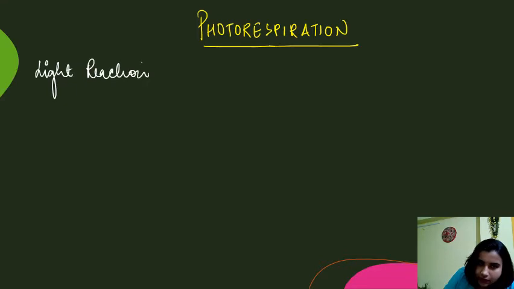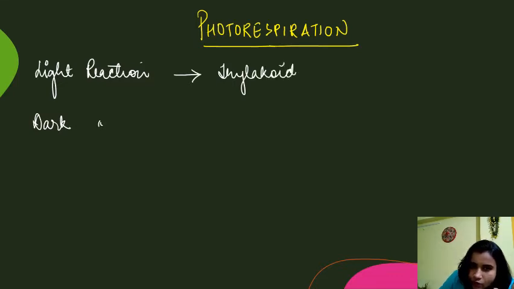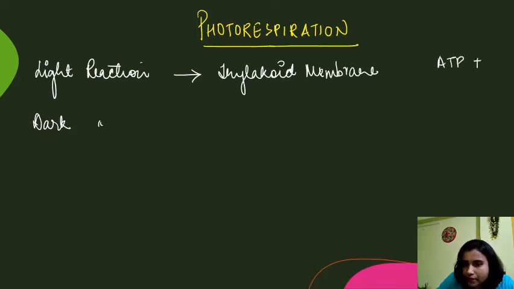Yes, we have discussed light reactions and dark reactions. The light reaction takes place in the thylakoid membrane, and the products we get from the light reactions are ATP and NADPH. In the cyclic and non-cyclic reactions, we got different amounts of ATP and NADPH.